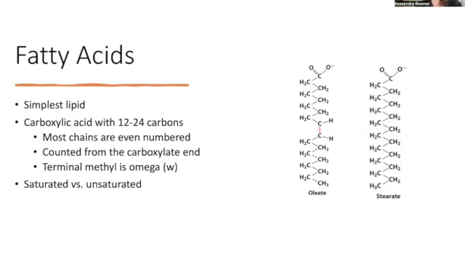Unsaturated fatty acids have at least one double bond. They are usually in cis conformation, so on the same side of the double bond. If it was on the other side, it would be a trans double bond. Because of that kink or bend in the chain, they can't pack as tightly together, and they are usually fluid at room temperature, so they have a lower melting point. Humans cannot synthesize unsaturated fatty acids with double bonds past the number 9 carbon.